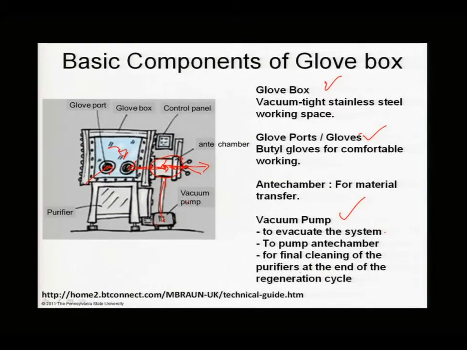You have to regenerate it because it traps the impurities and then you have to regenerate it so it's ready to continue to purify this environment. A very well-defined environment, constantly purified and kept isolated from the outside, but yet you can still put samples in, take samples out, and through the gloves, a human can then manipulate the samples.